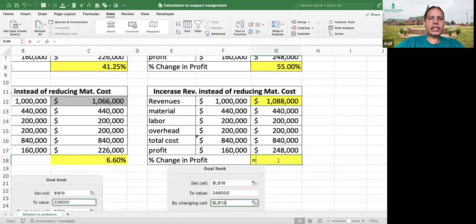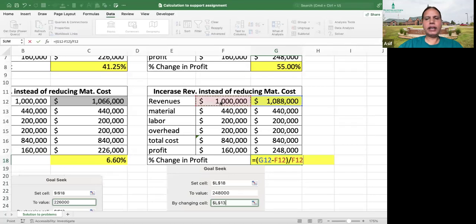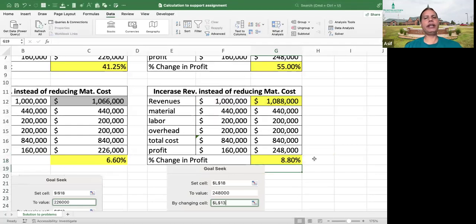And the last one is to calculate the percentage change in profit, and that would be current minus previous divided by previous, and if I hit enter, it gives us 8.8%. So this is the whole idea for this calculation.